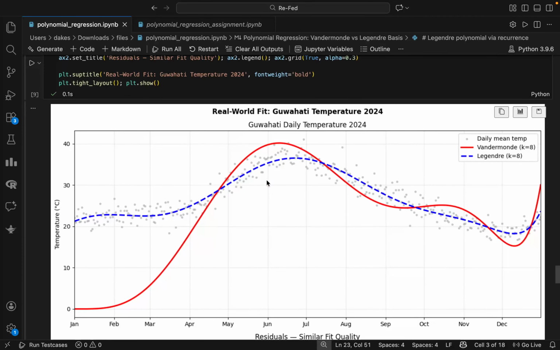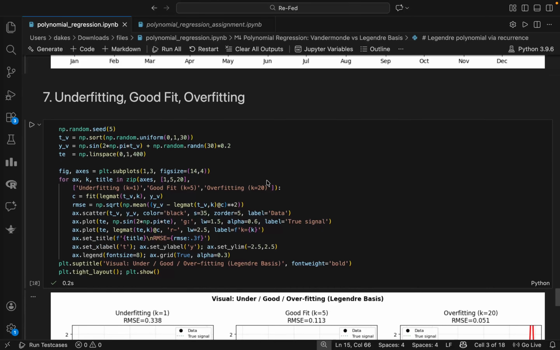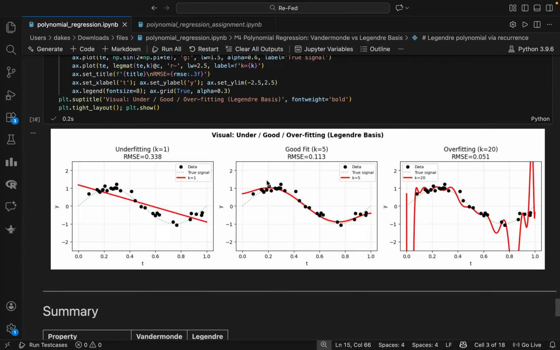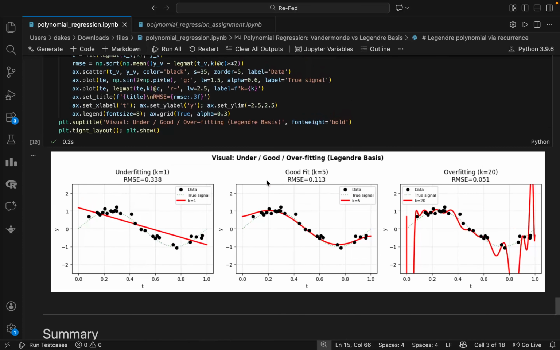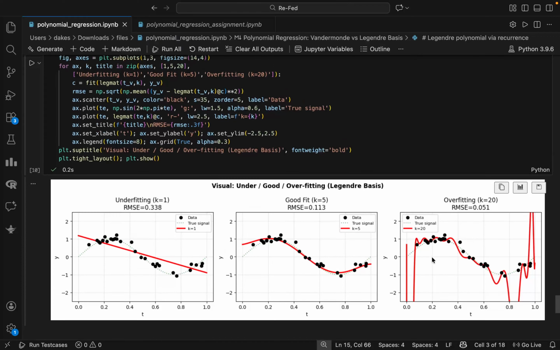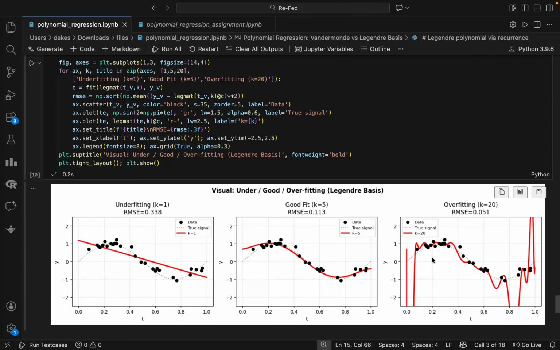Finally, let's have a quick look at model selection. The three panels show degree 1, 5, and 20 using Legendre bases. Degree 1 clearly underfits the data, and misses all the curvature. Degree 5 captures the signal cleanly. Degree 20 chases the noise. It memorizes the training data but would generalize poorly. Both bases show the same bias-variance trade-off. Cross validation or a train-test split is needed to pick the right degree, regardless of whichever basis you use.